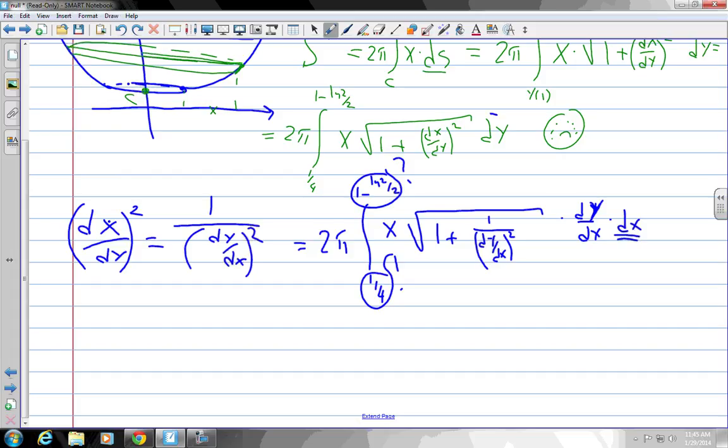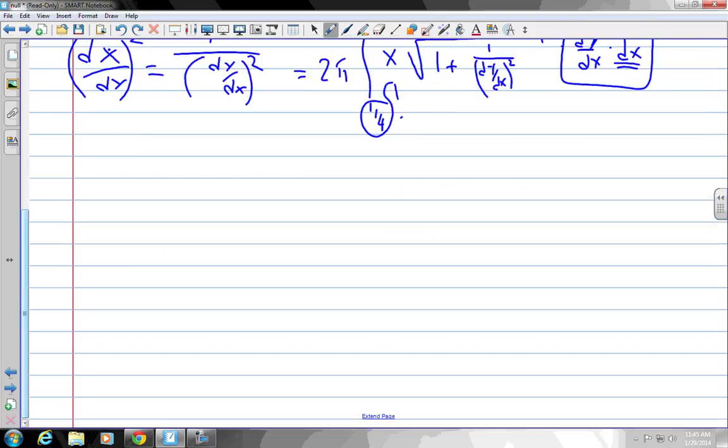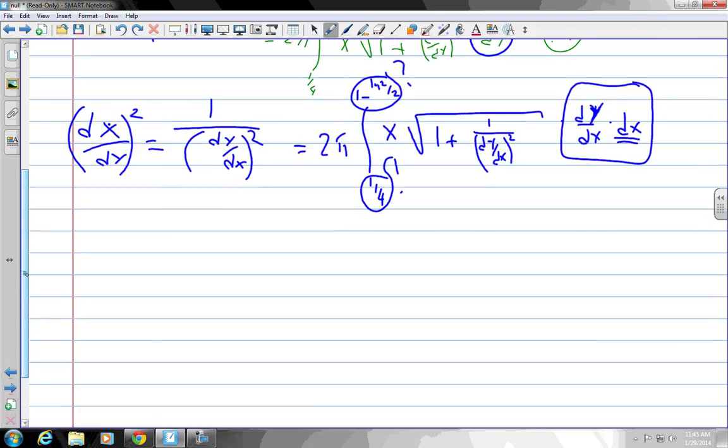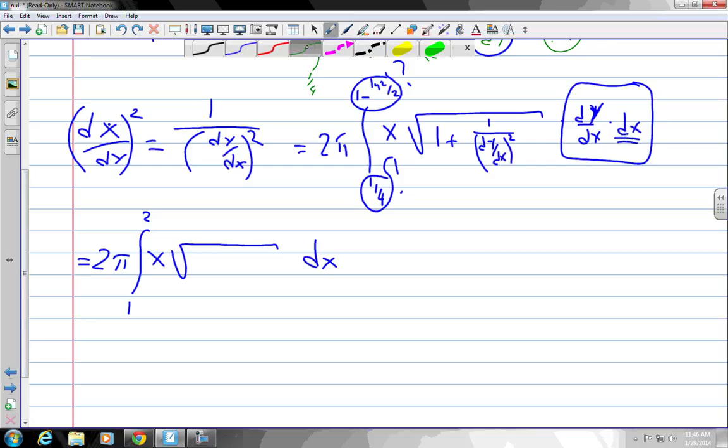Well, instead of writing dy, I wrote dy over dx times dx. Same as dy, right? But what will that give me? I have a dx there in the end, and x ranges from 1 to 2. So this is 2 pi, the integral from 1 to 2, x dx over here. But now, as we discussed earlier, if I push dy/dx inside the square root, it gets squared.